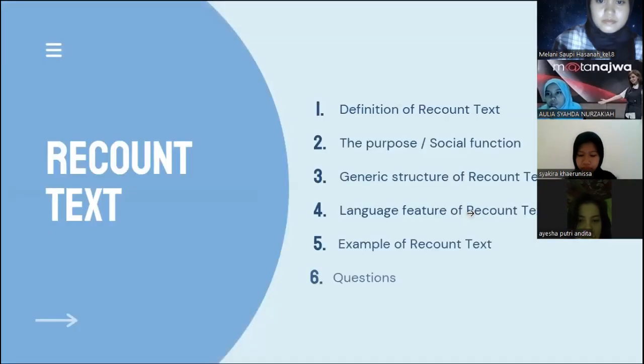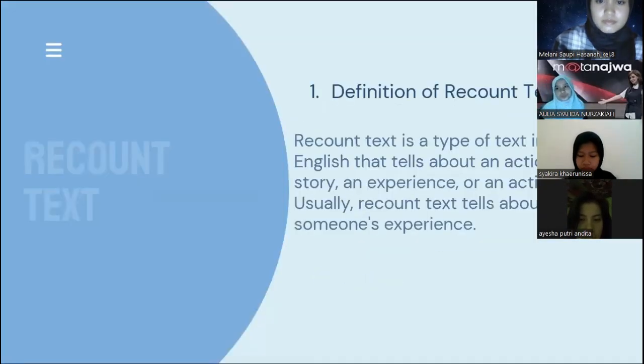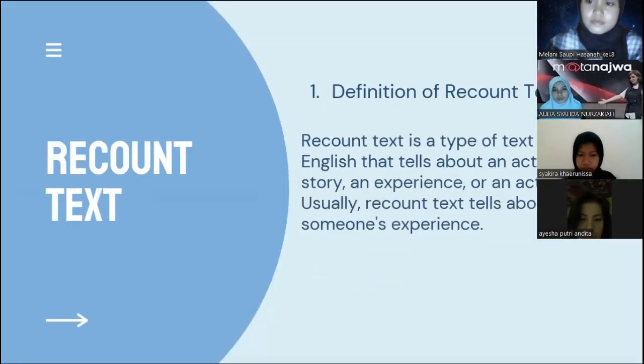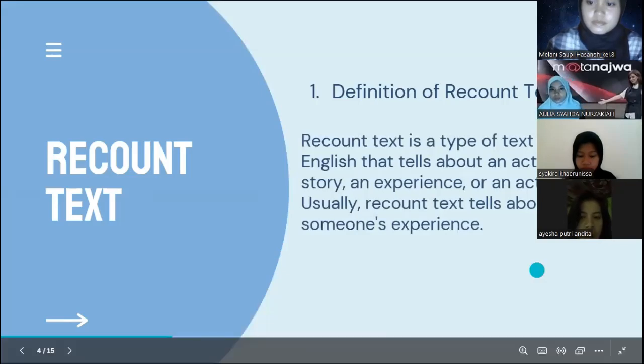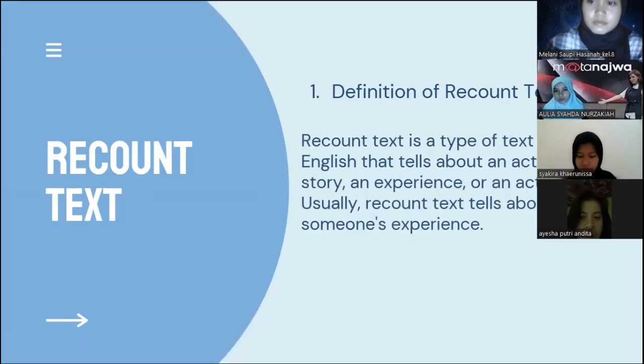Can you next, please? One, definition of recount text. Recount text is a type of text in English that tells about an action, a story, an experience, or an activity. Usually, recount text tells about someone's experience.